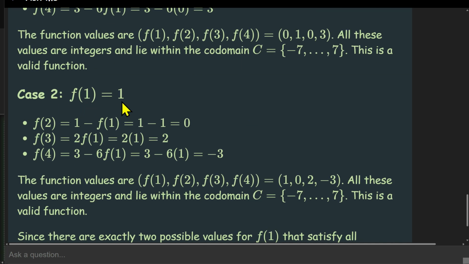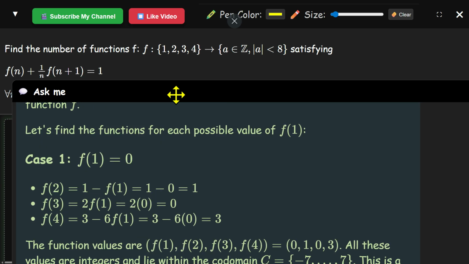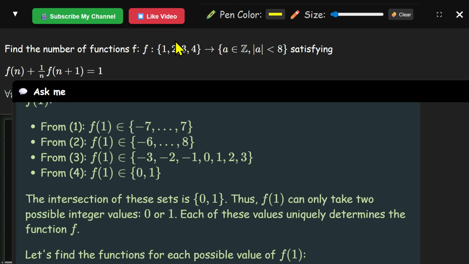Case number 2, f of 1 equal to 1. Then f of 2 is 0, f of 3 is 2, and f of 4 is -3. The function values are 1, 0, 2, -3. All these values are integers within the codomain C, so this is a valid function. Since there are exactly two possible values for f of 1 that satisfy all conditions and each value leads to a unique valid function, there are exactly two such functions. The final answer is 2, the number of functions you had to find. Next.